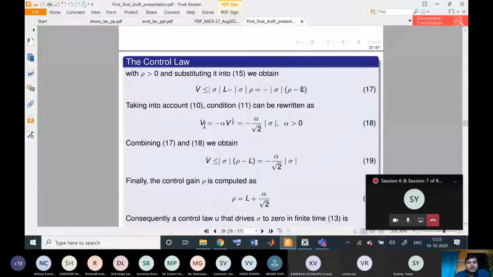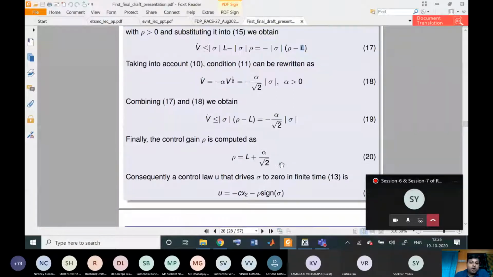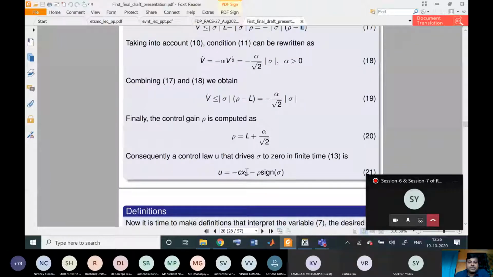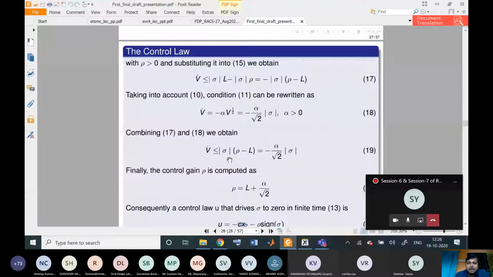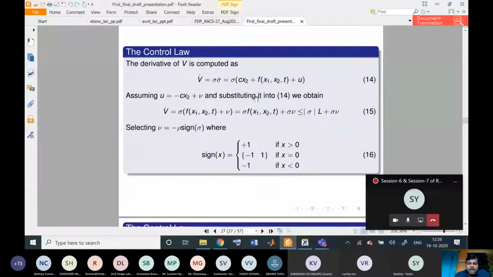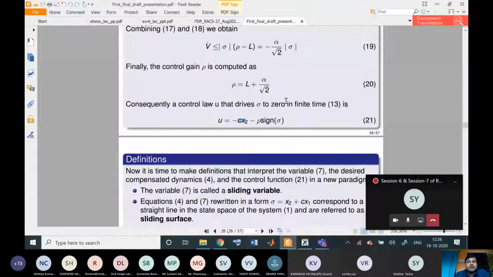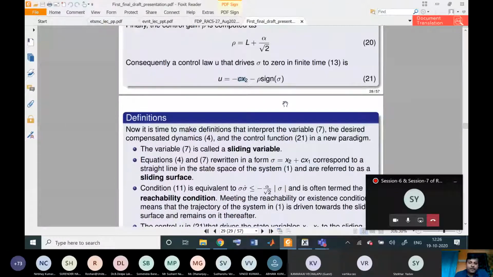less than or equal to 0, and we have found that rho minus L must be selected equal to alpha by root 2. If we select the gain of the controller like this, then the final control law u will be minus c x2, the linear part which cancels out the c into x2 part, minus rho into sine of sigma. With a control law like this, we can stabilize the system, and guarantee that sigma and sigma dot both go to 0 in finite time.